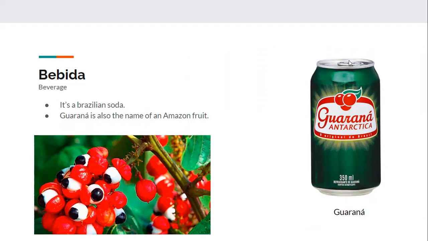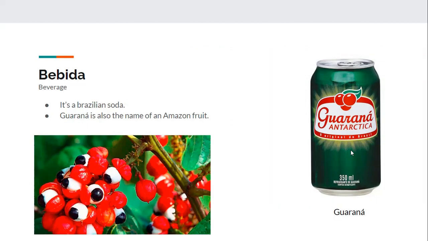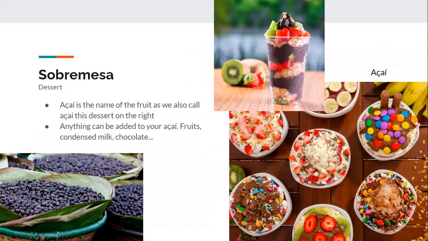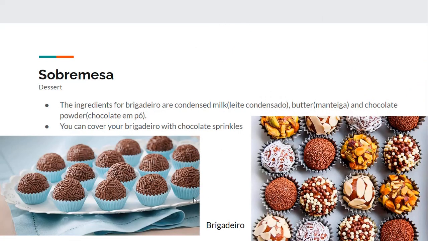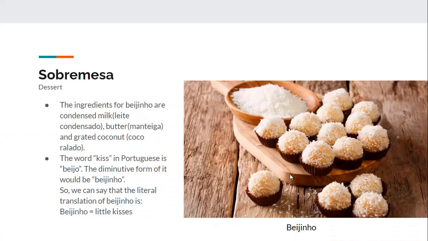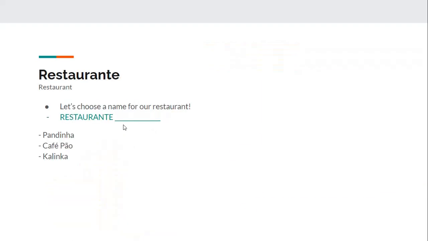Guaraná, Guaraná Jesus, so both of them are soda. Açaí, brigadeiro, beijinho, and here pé de moleque, so basically caramel and peanut.